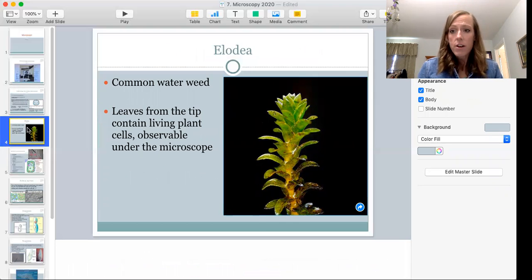There are 4 different organisms that we're going to have you take a look at under the microscope this week in lab. So the first one is Elodea, which is a common water weed. And the neat thing about Elodea is that if you take a leaf from the very tip of this plant, you can see very active living cells where they've got things moving around. You've got chloroplasts that are actually moving around the cell, and you can visualize the cell actively moving and doing what cells do. So that's a really cool thing to be able to look at.